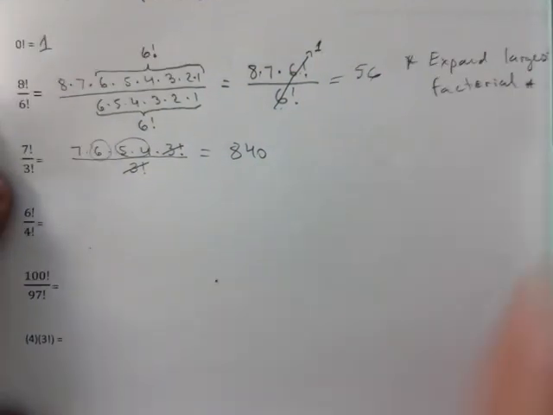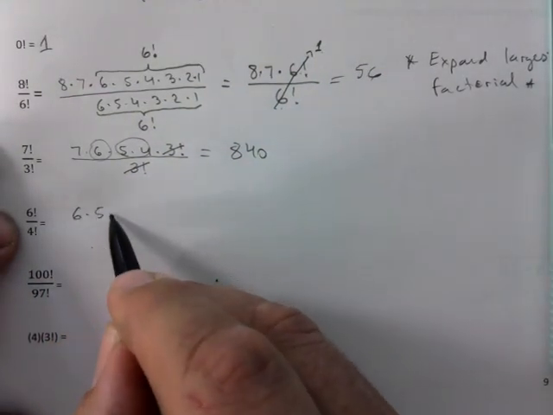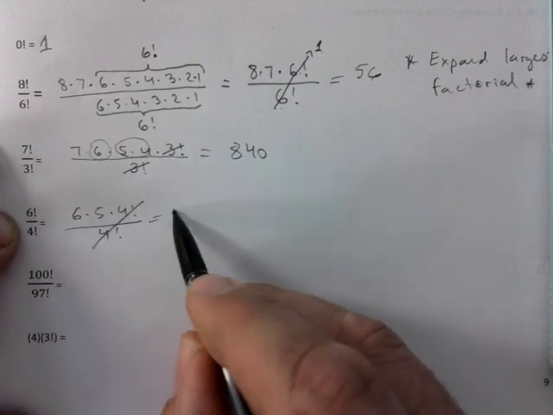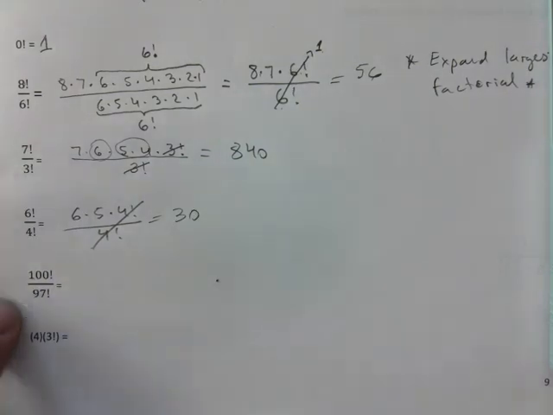So we're going somewhere with this, trust me. 6 times 5 times 4 factorial over 4 factorial, cancel, that's 30, okay?